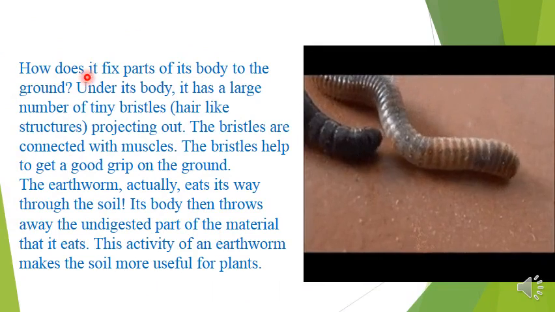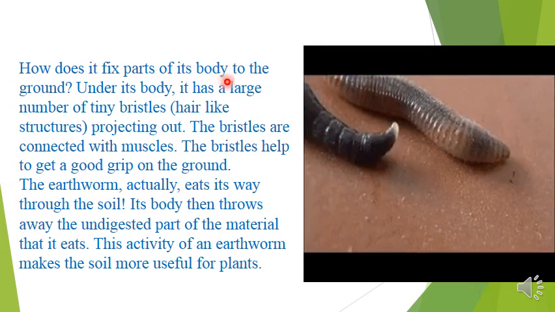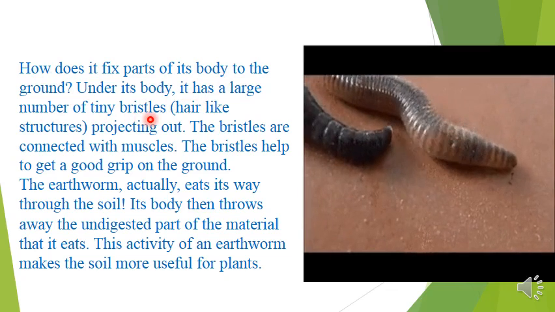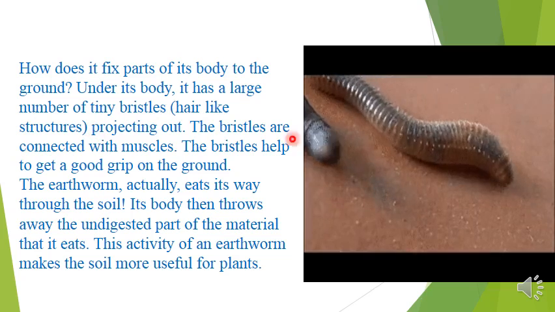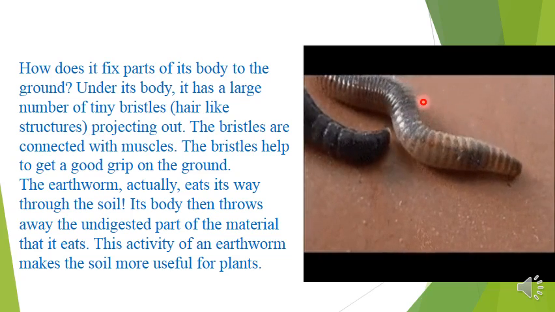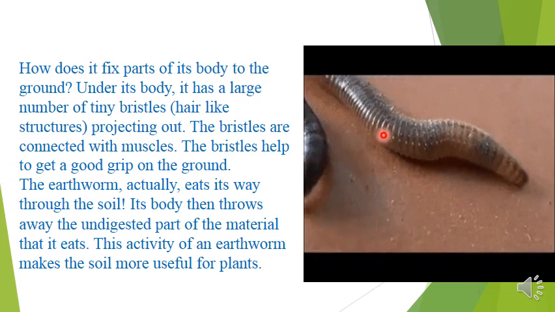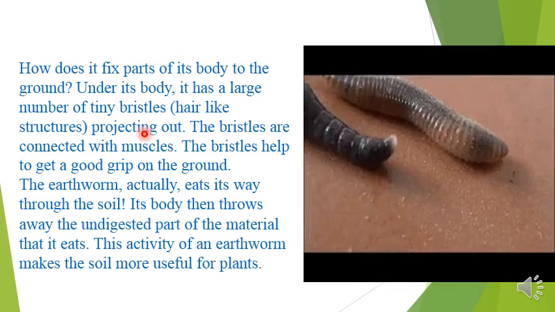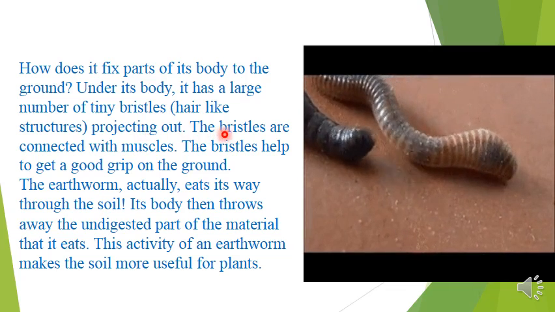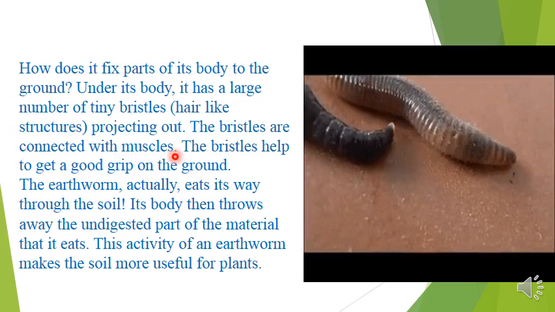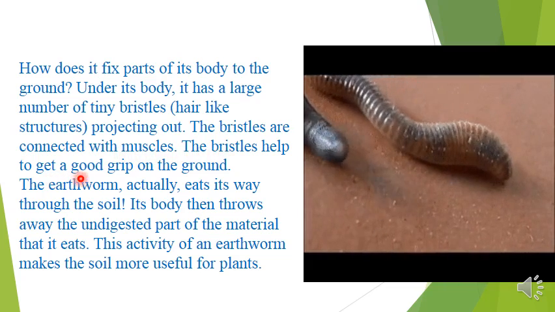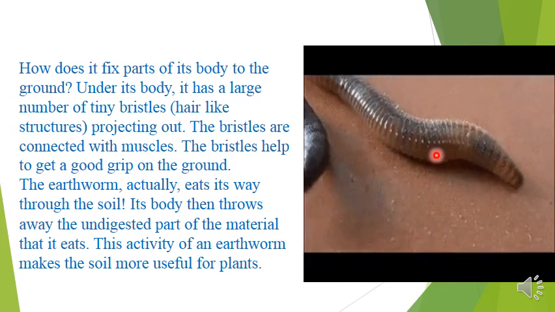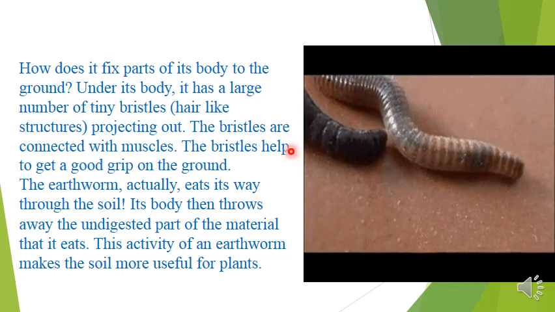How does it fix parts of its body to the ground? Under its body, it has a large number of tiny bristles, hair-like structures. You can see them if you observe very clearly. They are under the body. That hair-like structure is called a bristle, projecting out. The bristles are connected with muscles. The bristles help to get a good grip on the ground. It has so many bristles which help to hold a grip on the ground while moving.